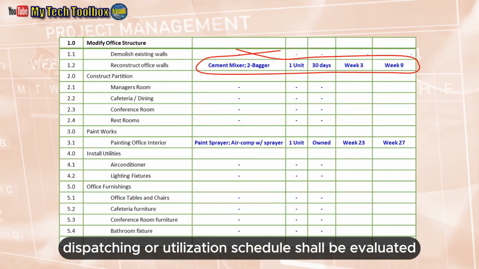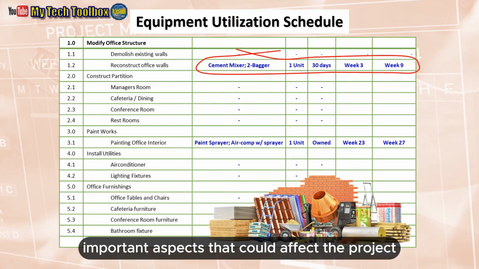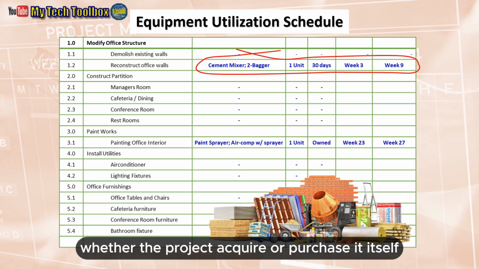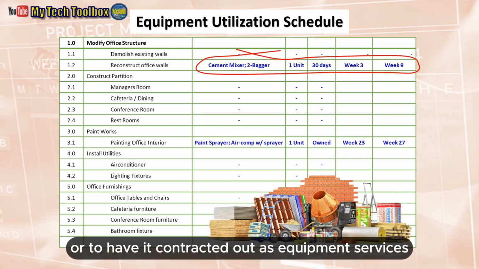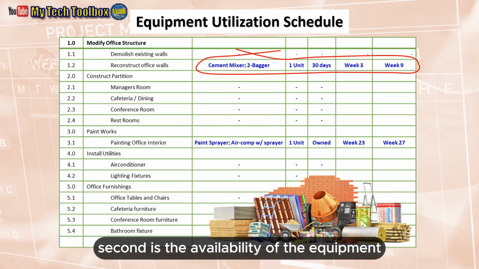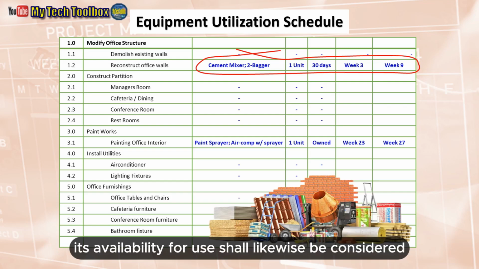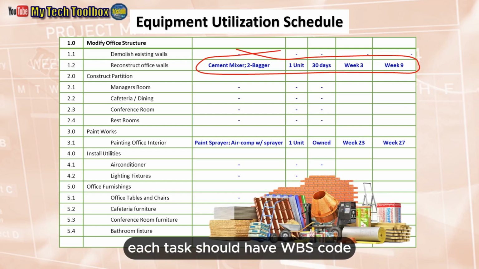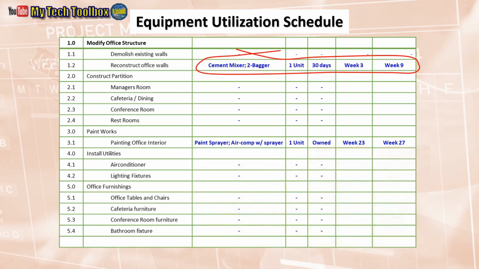Equipment dispatching or utilization schedule shall be evaluated. There are some important aspects that could affect the project. First is the source of the equipment, whether the project acquires or purchases it itself, rents it from an equipment lessor, or has it contracted out as equipment services. Second is the availability of the equipment, if it can be used on the specified schedule. If it is a special kind of equipment, its availability for use shall likewise be considered. Same as the material requirement schedule, each task should have a WBS code if data came from the work packages.